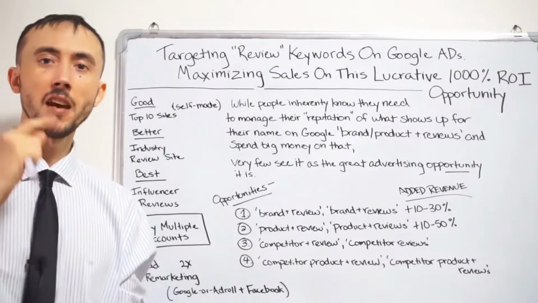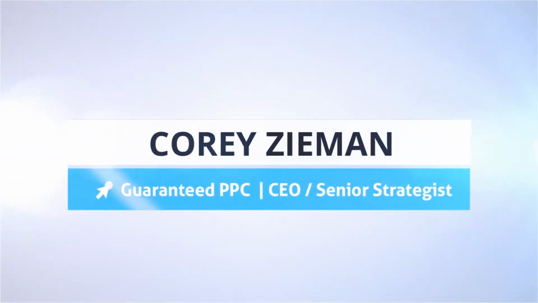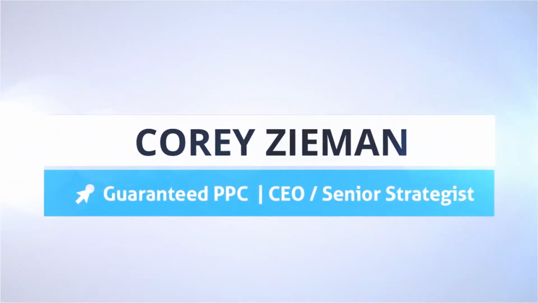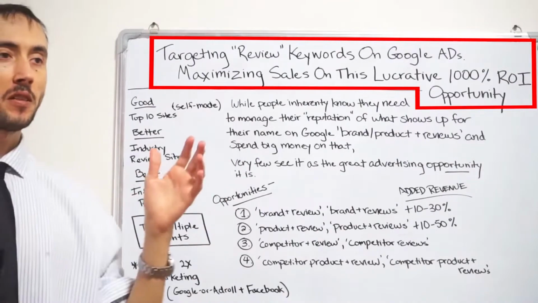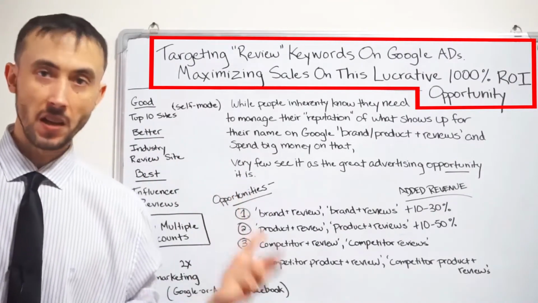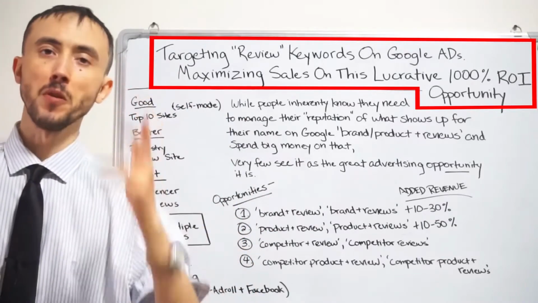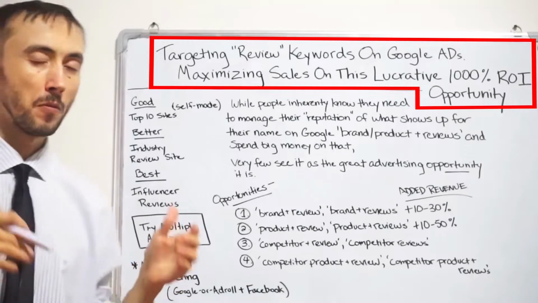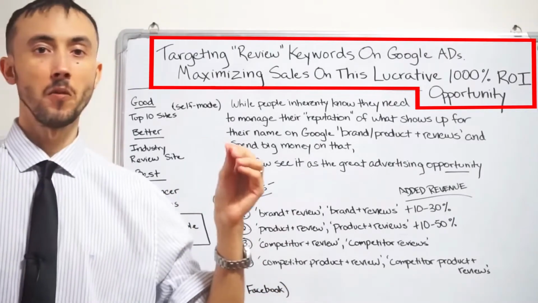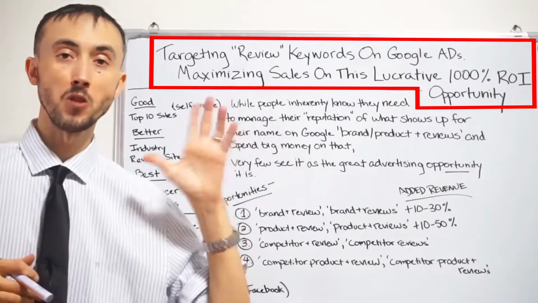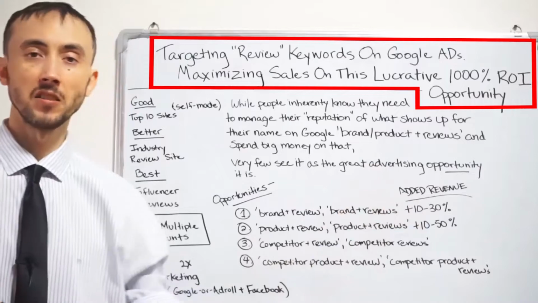Okay, on today's video we are going to cover targeting review keywords. Basically, somebody who types in a keyword related to your brand and then the word review or reviews after it, with the intention, obviously, of looking for reviews on your product. I'm also covering people looking for reviews on your competitors' products.